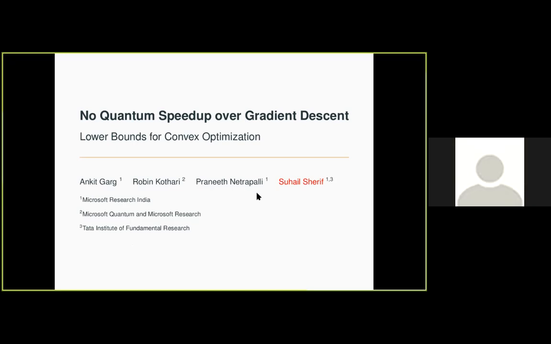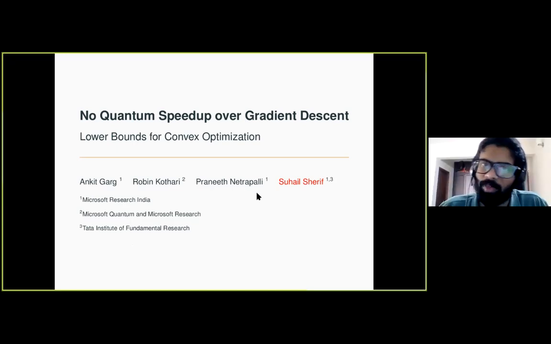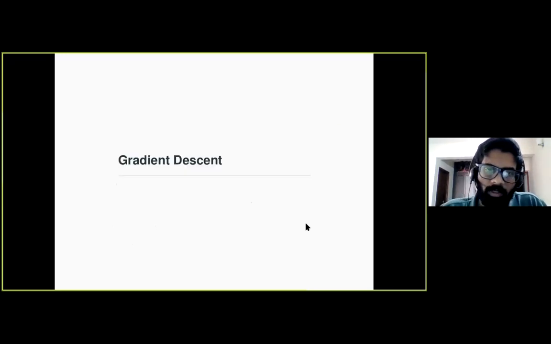So yeah, this talk is about gradient descent and how quantum algorithms can't improve upon it, at least in some context. And this is joint work with Ankit Garg, Robin Kothari, and Praneeth Netrapalli when I was doing my internship at Microsoft Research. So to start with, I will recall what gradient descent is.